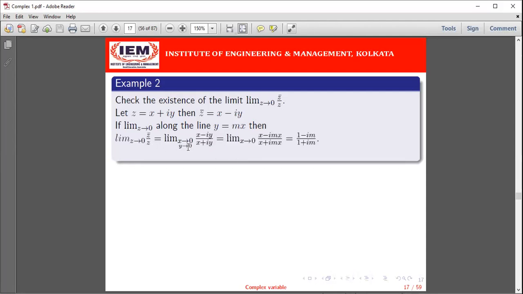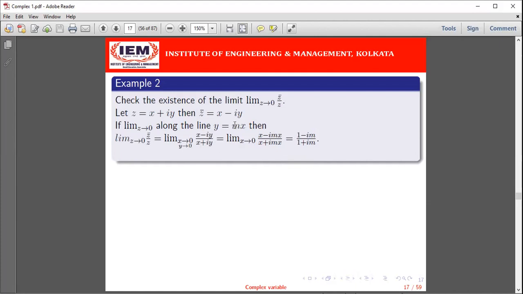So z bar by z means the limit as x tends to 0, y tends to 0 of (x minus iy) by (x plus iy). Since y equals mx, if I substitute y in terms of x, the limiting value will depend on x only. So limit as x tends to 0 of (x minus imx) by (x plus imx). We can take x common from numerator and denominator. Since x tends to 0, x is not equal to 0, so we can eliminate x from numerator and denominator.